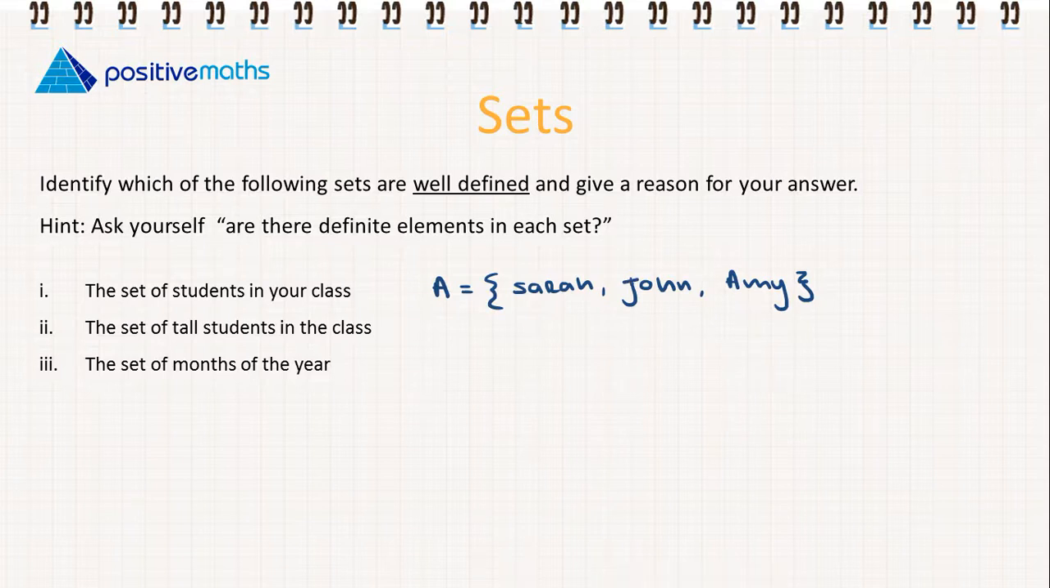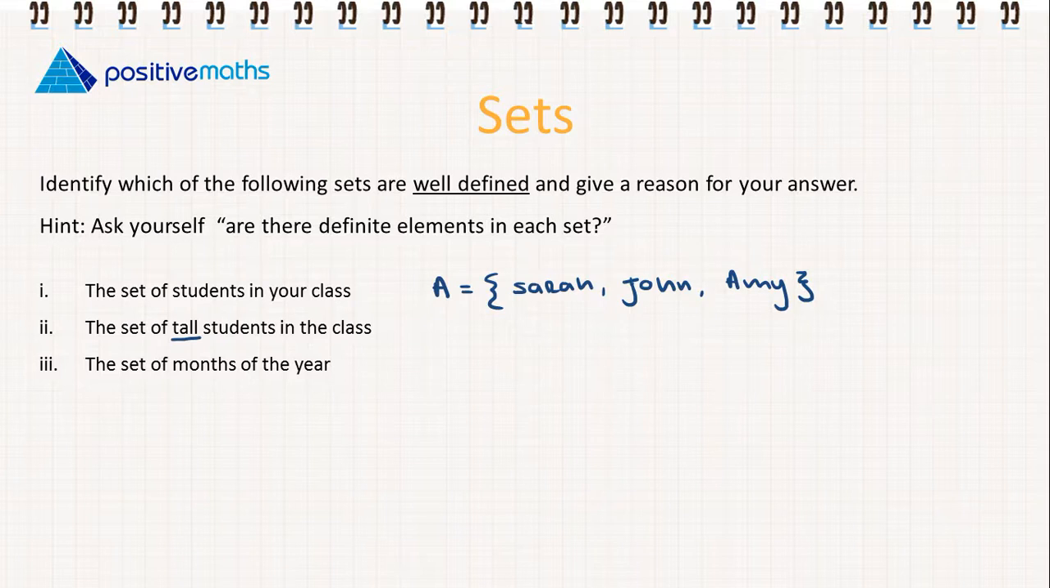Part 2, the set of tall students in the class. Okay, so let's think about this. We want to identify the tall students in the class. We're not given any other information. So we can ask ourselves, how do we know if the people are tall or if they are not? This is more subjective, so they are not well defined. So we cannot write the elements for this set.